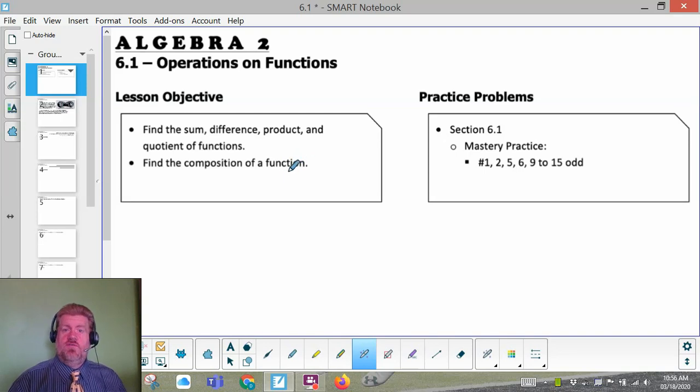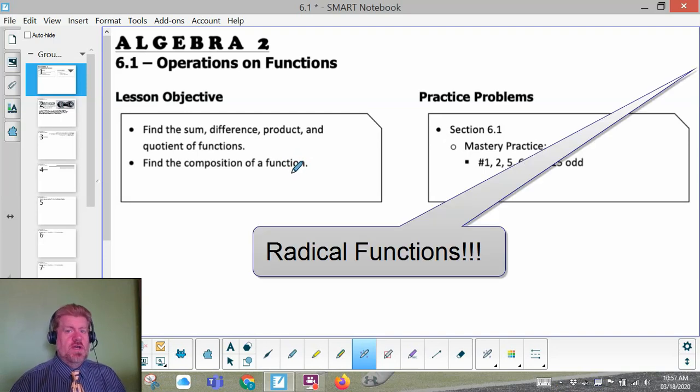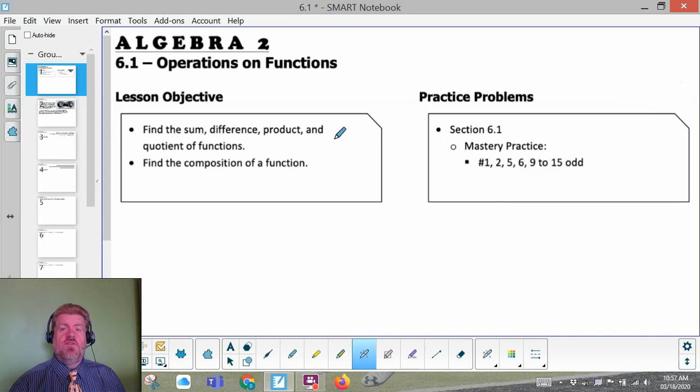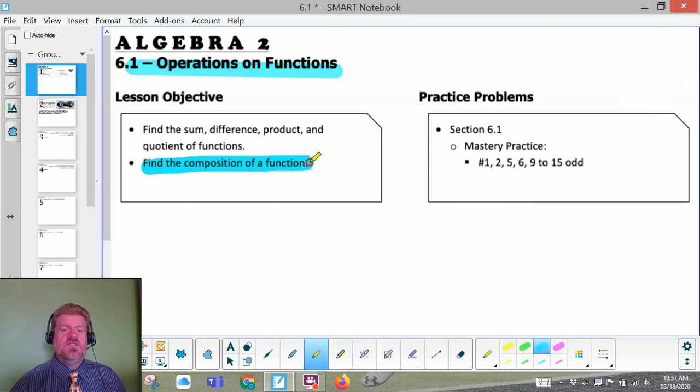Luckily, we finished a chapter before the DC trip and before all this happened, so we're going to be starting a brand new chapter on a fresh slate. It's chapter 6 in your textbook, which is about radical functions. And we're going to be starting radical functions by just talking about functions in general. And today we're going to talk about operations on functions. Specifically, we're doing compositions of functions for this first lesson.